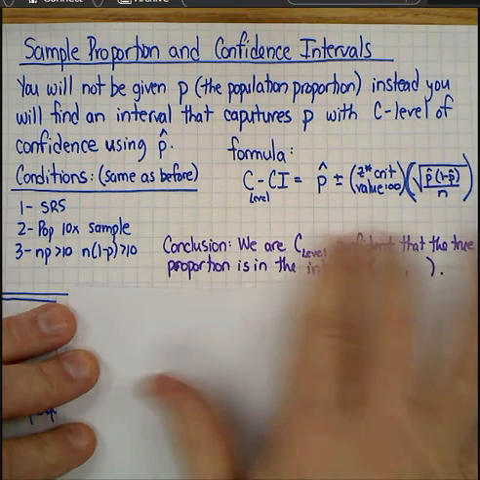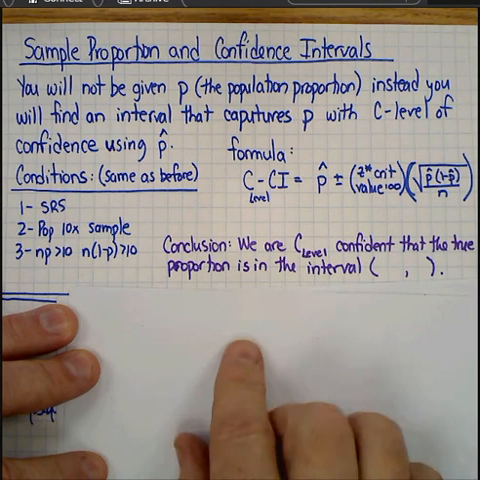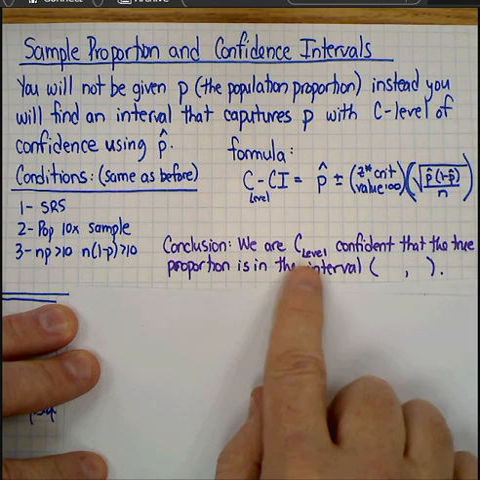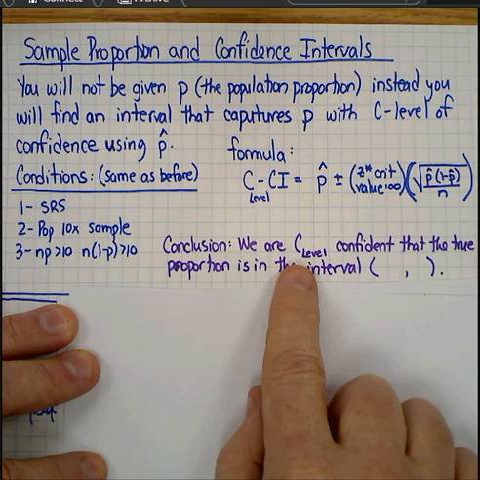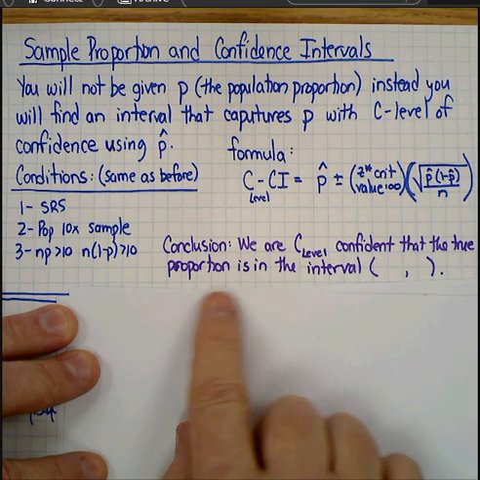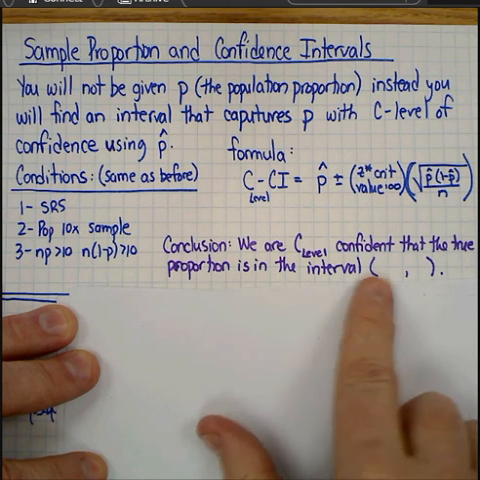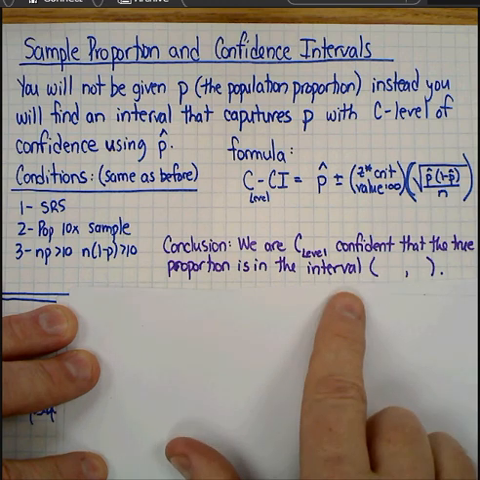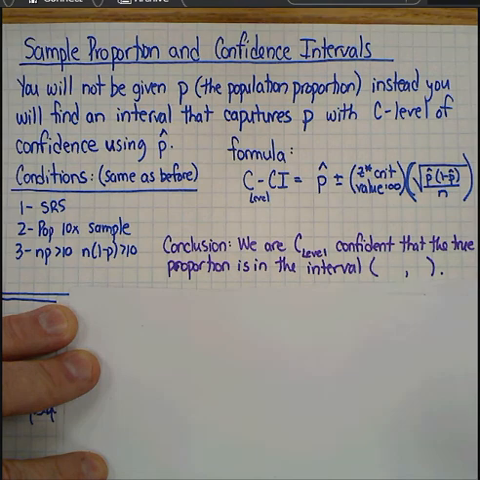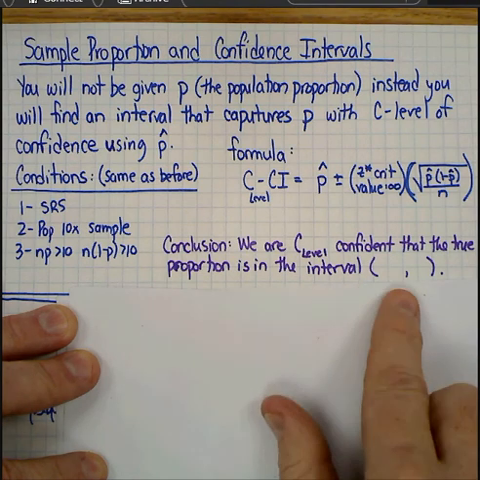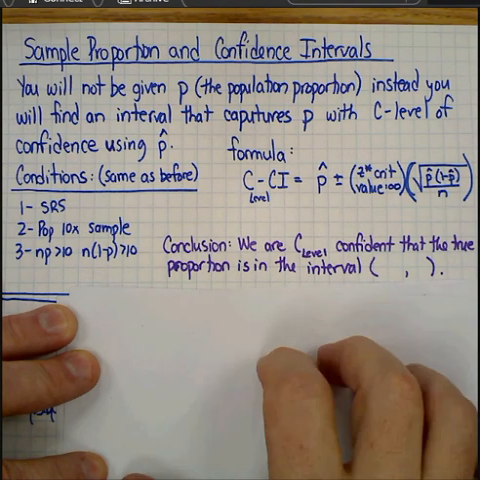When you find this confidence interval, you're going to then make a conclusion. We are, at whatever C level you're talking about, whether it's 90%, 95%, confident that the true proportion is in the interval. You have to make this more appropriate for the question that you're answering, so the true proportion of whatever you're dealing with in the problem is in the interval. Okay? So that's what sample proportion is in terms of a confidence interval.